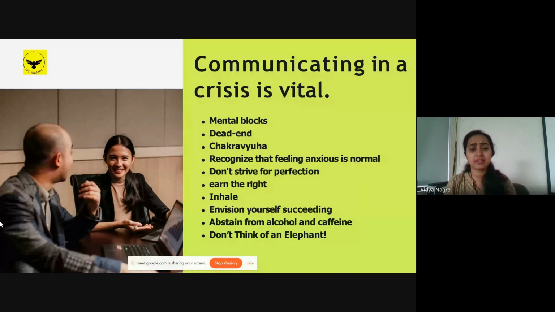Take a break, do something different, have a change, and come back and look at the problem again with a new beginning, and you may find a solution. Recognize that feeling anxious is very normal. Don't strive for perfection because that will overburden you. There will be some small perfections. Always love the success that comes with small imperfections also.